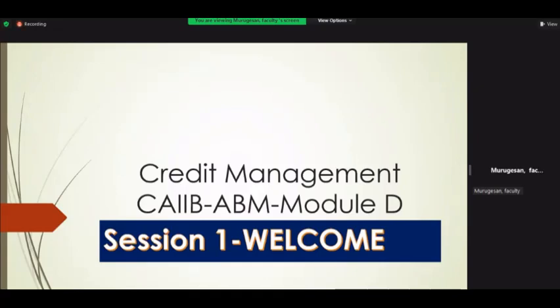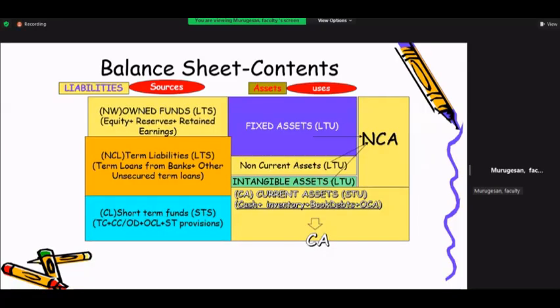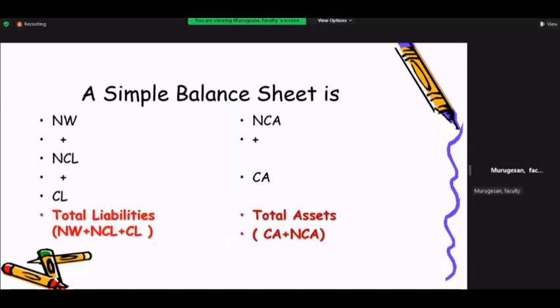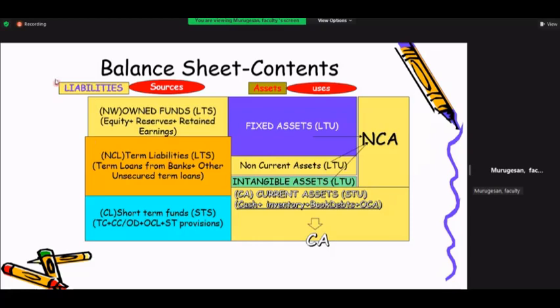Okay, friends, with this brief introduction, let me start with the contents of a balance sheet. I think all of you know, this is a simple balance sheet, the simplest balance sheet, starting with net worth. On the liability side, there are three segments of liabilities and two major segments of assets. A balance sheet is balancing liabilities with assets.